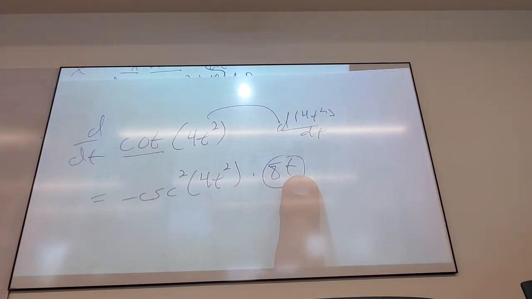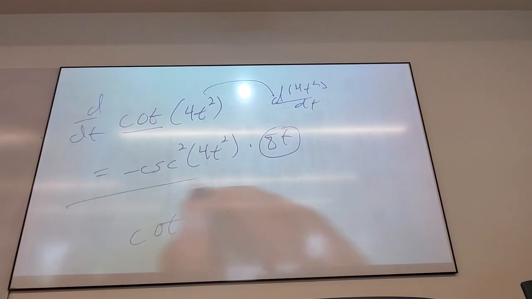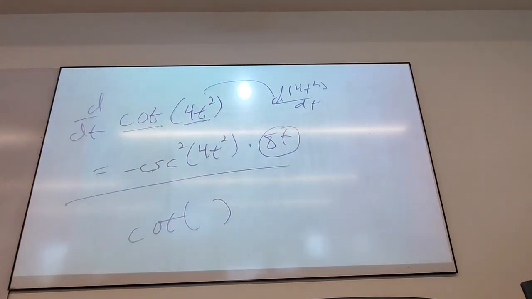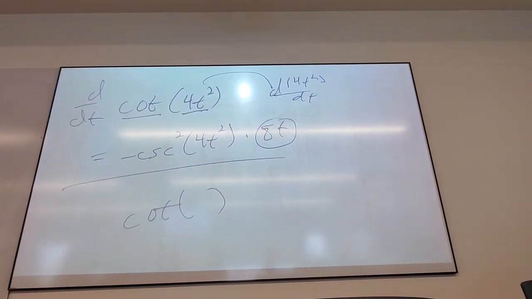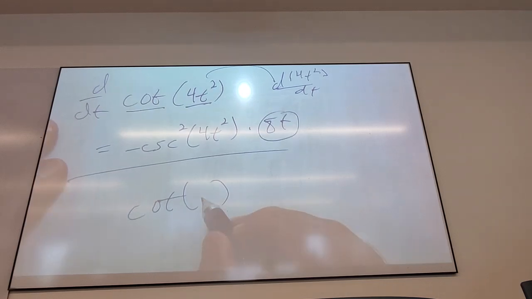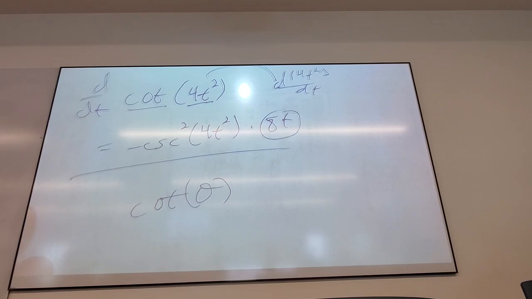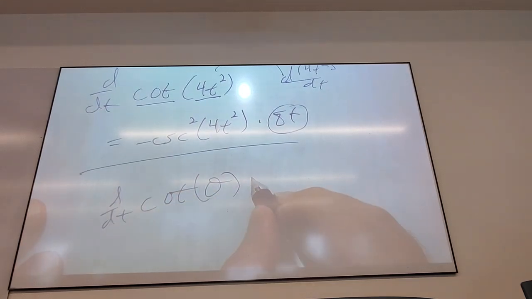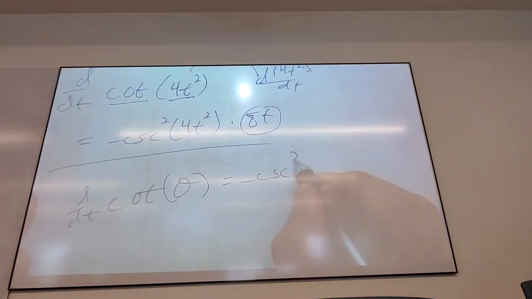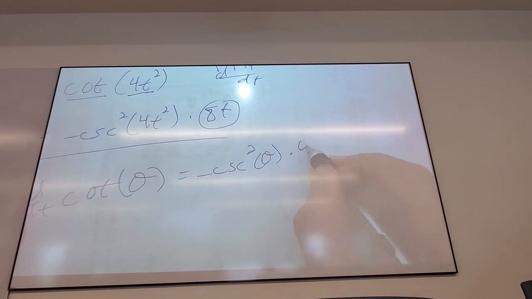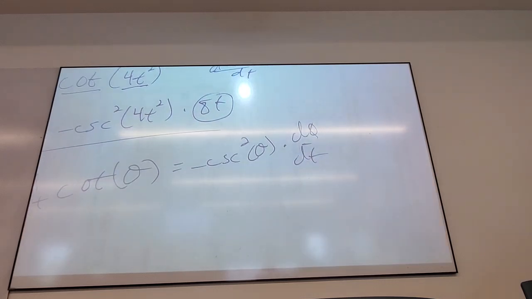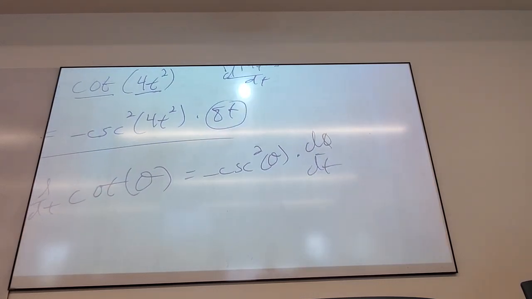So what if I said, okay, this time I'm not going to tell you what this is. It could be 8t cubed. It could be sine of t. I'm just going to tell you it's theta. I don't tell you explicitly what function of t it is. Is it the square root of t? Is it sine t? I don't know what that is. So when I take the d by dt of it, negative cosecant squared of stuff times the derivative of stuff, as always.